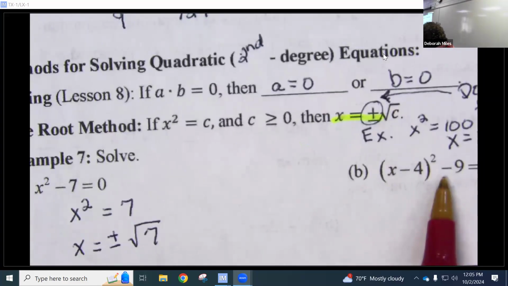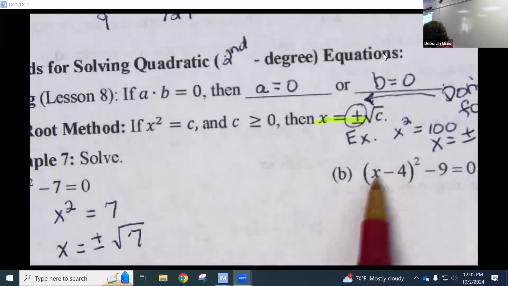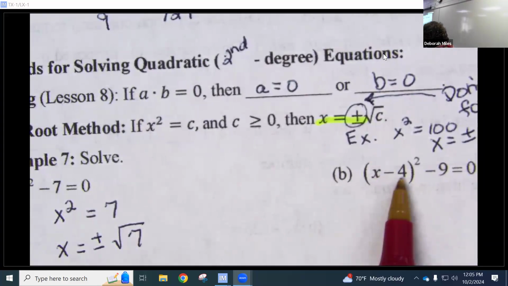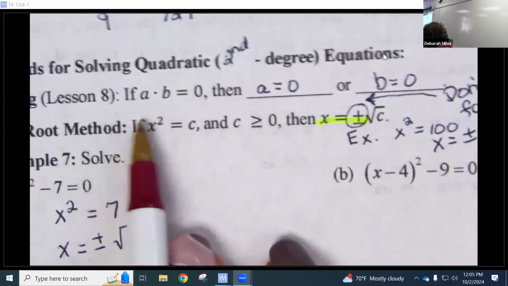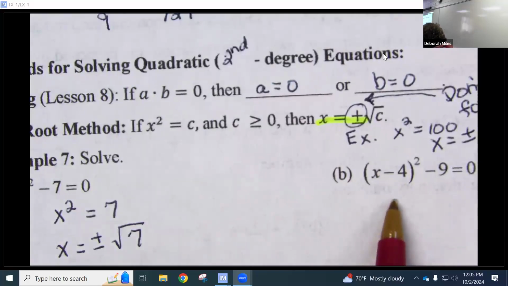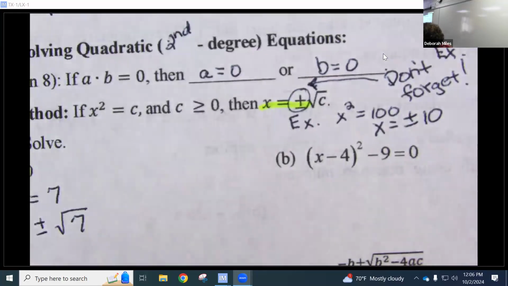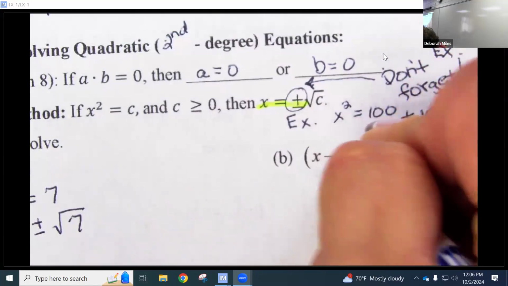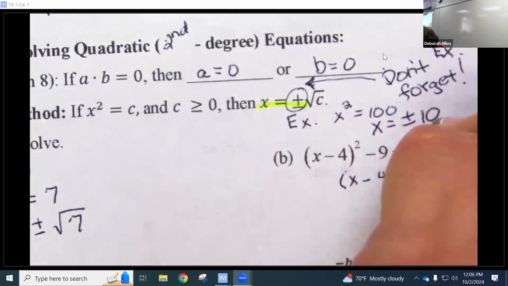This one is a tiny bit different. It's not just x squared, it's x minus 4 squared. But I can still get it in this form. I can get something squared on one side and the constant on the other just by adding 9 to both sides.